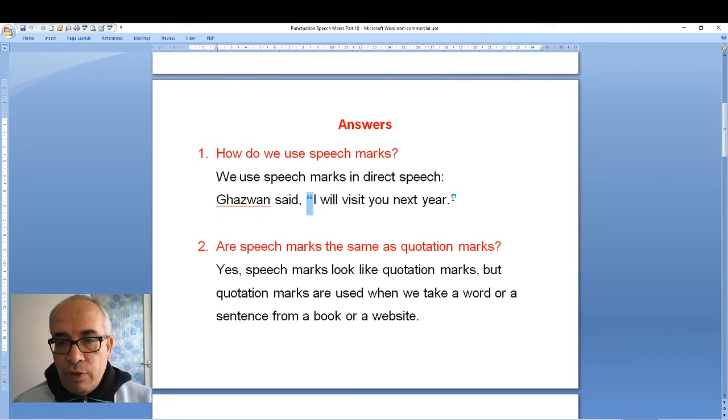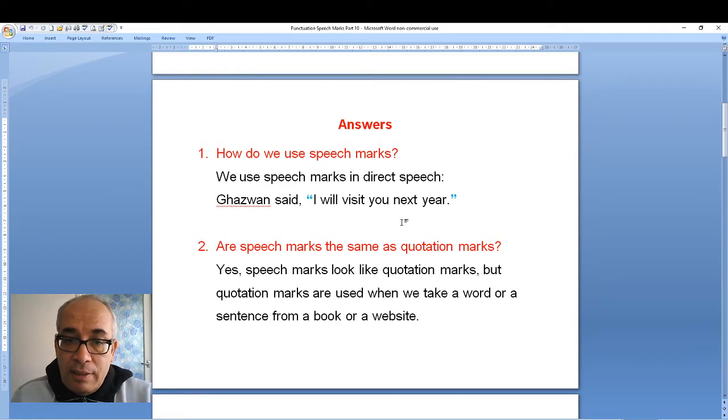Number 2, before the sentence I use speech marks. After year and full stop, I use speech marks. If you see something between speech marks, it means this is direct speech. So in this sentence, I will visit you next year. This is what Ghazwan said. I did not say this sentence.